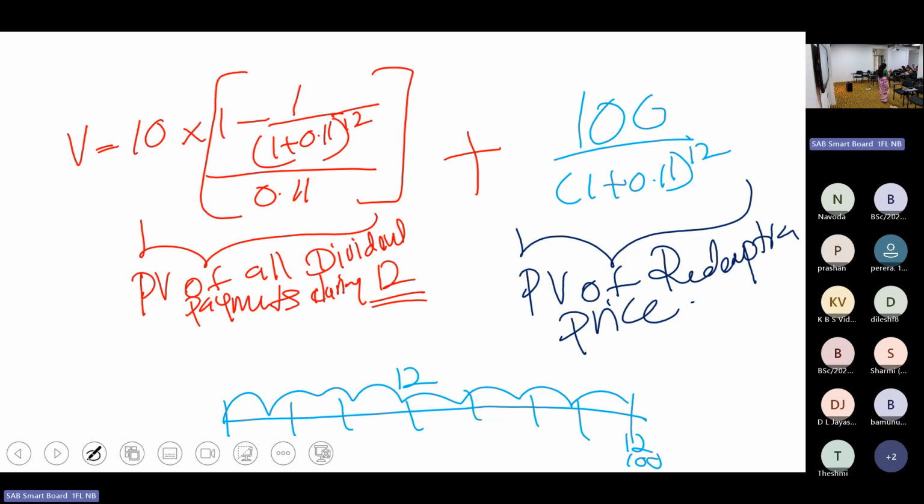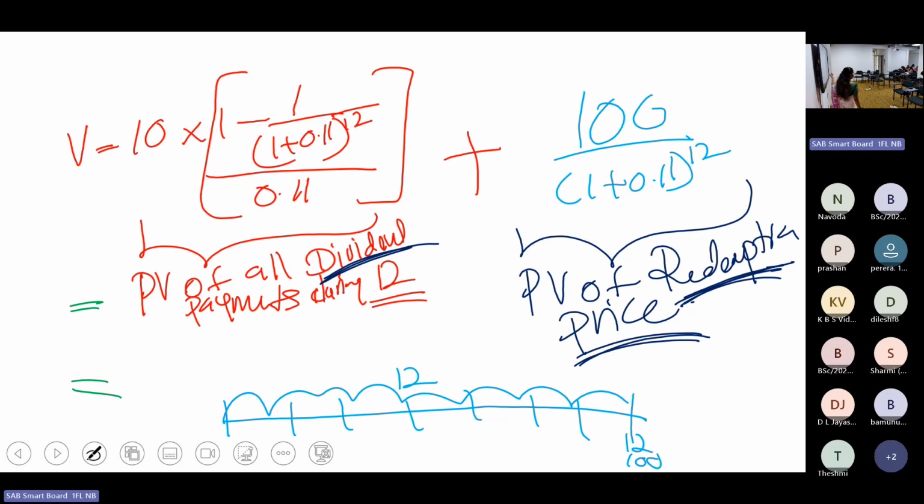Regarding the preference share, we have two cash flows. What's the first one? We have the dividend. The other cash flow is the redemption price. Both together, the present value is the value of the preference share. Now I hope it's clear to you. Same as the bond valuation. Nothing changing.